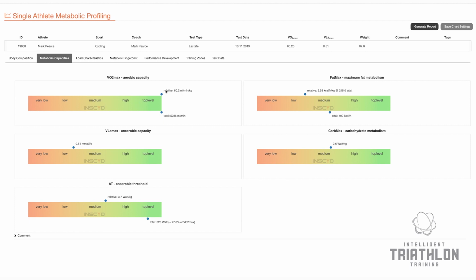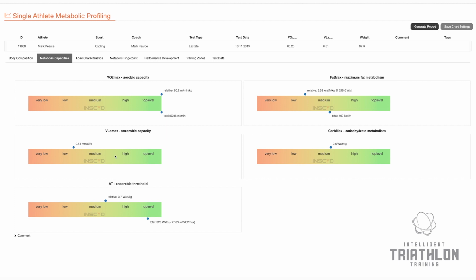So here we have VO2 max, so relatively speaking, 60.2 mils per kilo, and an absolute of nearly 5.3 litres per minute, or 5,200 millilitres, which as a recreational athlete puts you at a fairly high level. The VLA max, now we'll come on to more what VLA max is in the next graph, but mine sits at 0.51. Now on here, the very low to top level will depend very much upon what your objectives are.